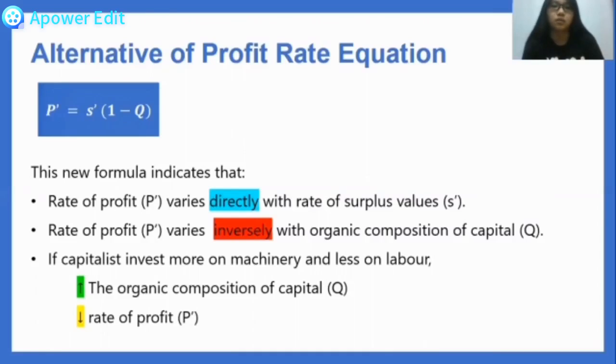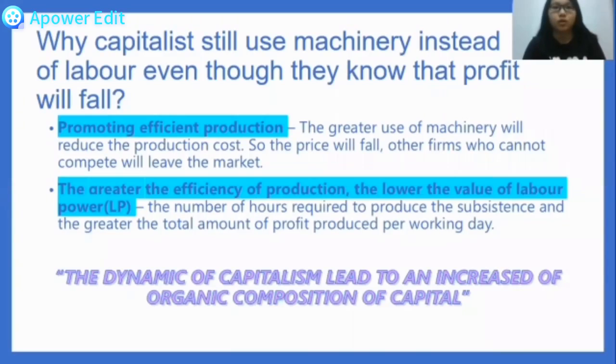So, as capitalists invest more in machinery and less in labor power, the organic composition of capital rises and the rate of profit falls. Why do capitalists use more capital and fewer workers, even though they know that the rate of profit will be reduced? There are two reasons. First, the firm that leads in promoting efficient production through the greater use of more and better constant capital or machinery will lower its cost of production. Eventually, product prices will fall and other firms who cannot compete and survive will leave the market.